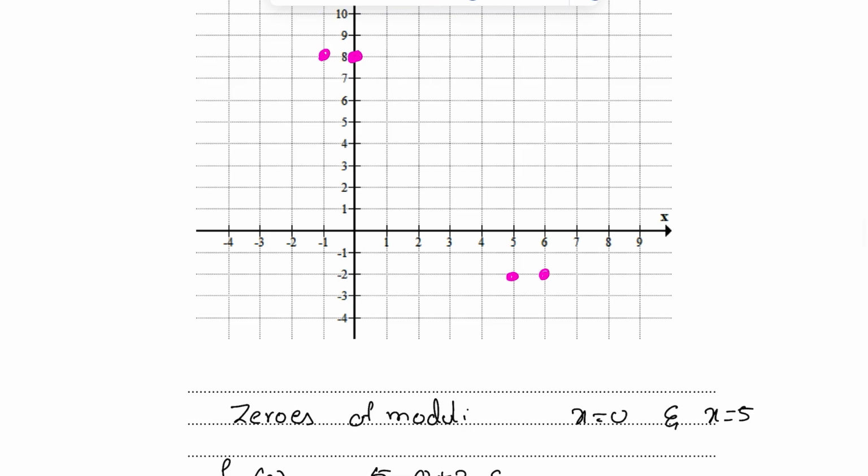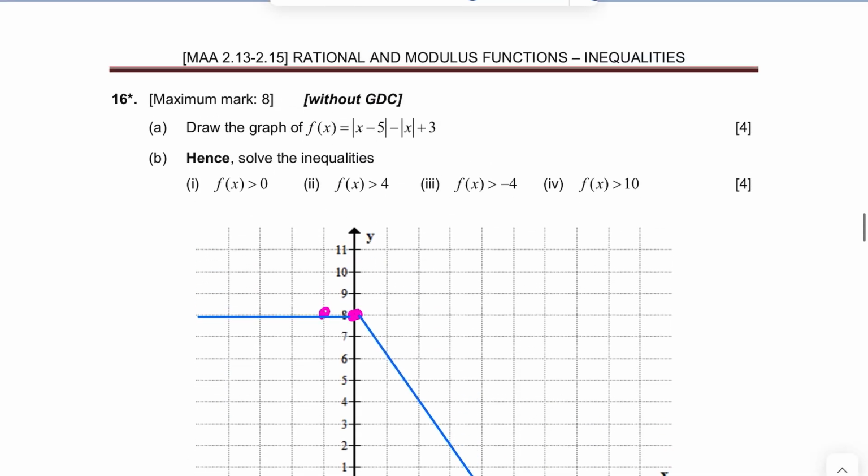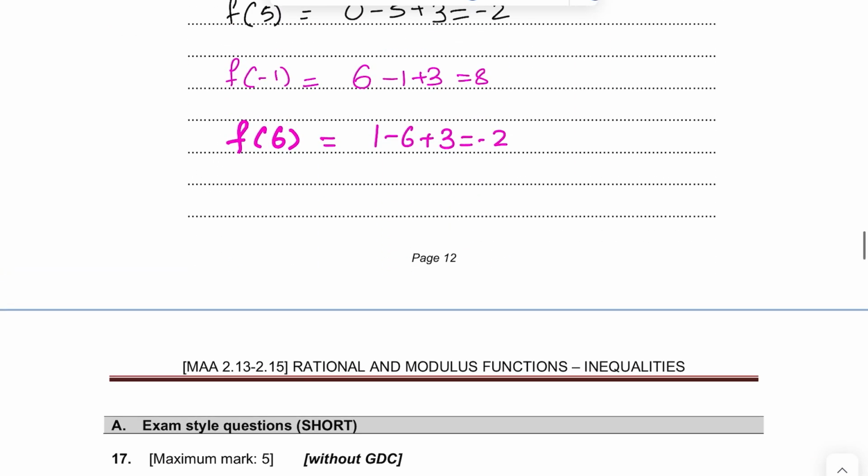So I am going to get the graph in this way. This is going to be the graph. Now, what is he asking in the question?